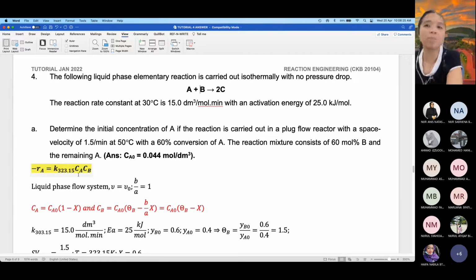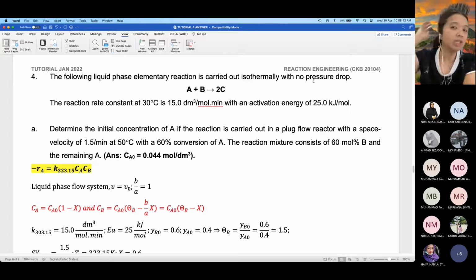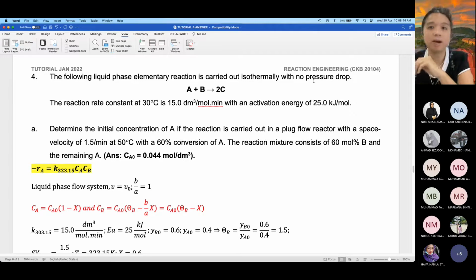So by sekarang dah minggu 8, and I see from the test, most of you, I would say all of you are able to write down the rate law. Okay, so that's very good progress, right? So next dia kata isothermally no pressure drop. Okay, so tak payah consider pasal perubahan temperature, tak payah consider about perubahan tekanan.